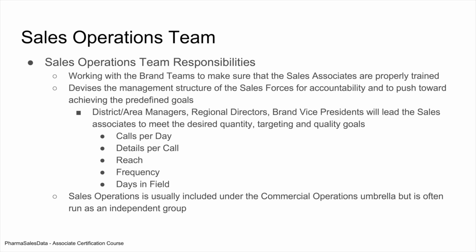It varies from company to company depending upon how big the sales forces are, but that's usually how it's set up. And we're going to go into depth in that shortly when we have a slide explaining how all these things are tied together. The sales operations team must be sure that the desired quantity, targeting, and quality goals are met. Calls per day, the details per call, your reach and frequency of your HCPs, and the number of days associates spend in the field. Sales operations is usually included under commercial ops umbrella, but it is often run as an independent group. And again, we'll get into a whole chart on how these things are done in different companies.